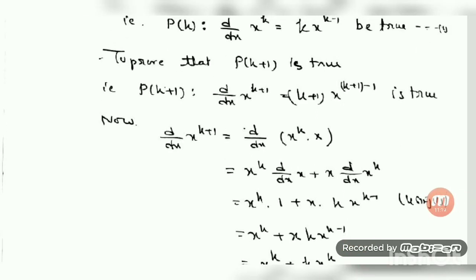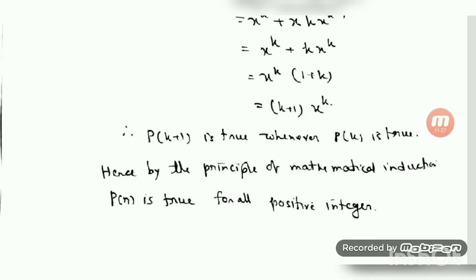And you see, this is your P of k plus 1. That means we have got it, because x to the power k plus 1 minus 1 gives x to the power k. So we are in the position to write the conclusion. What is our conclusion? Therefore, P of k plus 1 is true whenever P of k is true, because we have used the assumption that P of k is true.